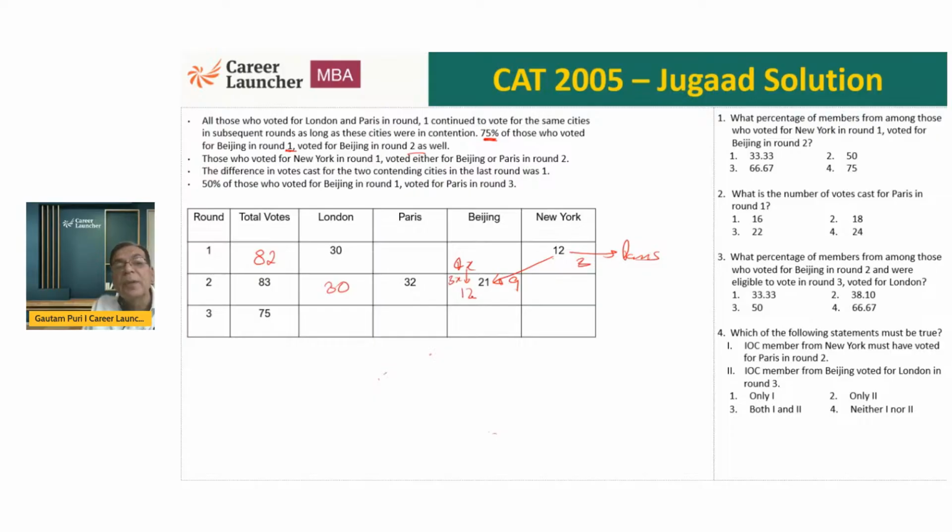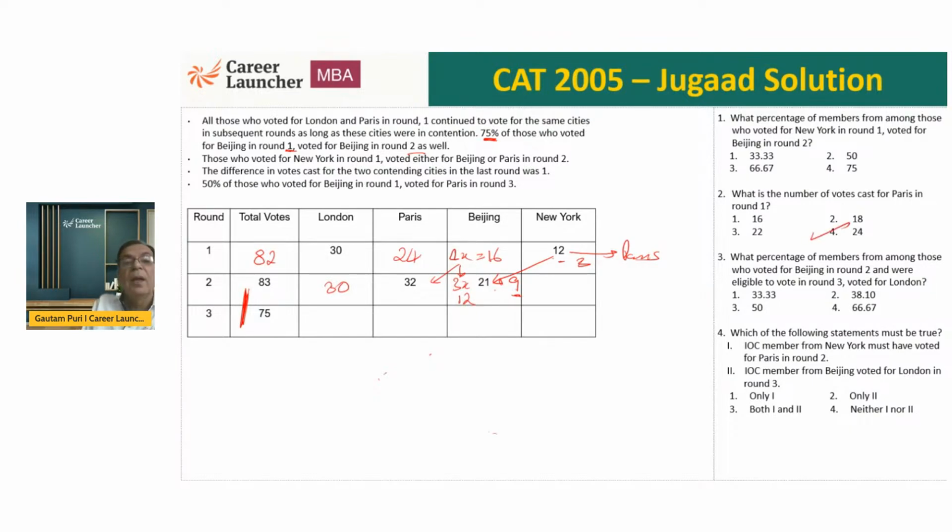Let me just create some space and write it out more openly. Out of the 4x voters who were there in Beijing, 3x voted for Beijing in round 2 also. And as per the question, 9 voters who voted for New York in round 1 have voted for Beijing in round 2 because of this reduction. That means 3x should be equal to 12, or 4x equal to 16. If 4x is 16, Paris should be 24.